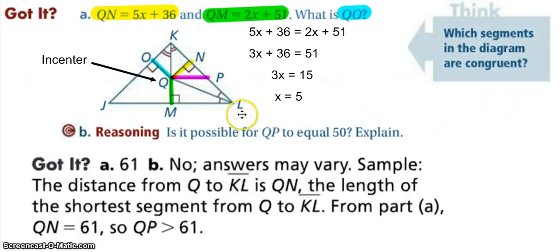And the answer that you hopefully got is no, because QP is not perpendicular with the edge of the triangle, and we know the line that is perpendicular is the shortest distance out to the triangle. So if I go not at a 90-degree angle, I'm going longer, and since I solved QN to be 61, QP is going to have to be more than 61.